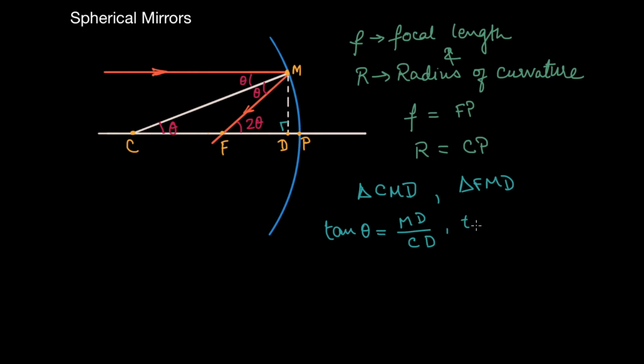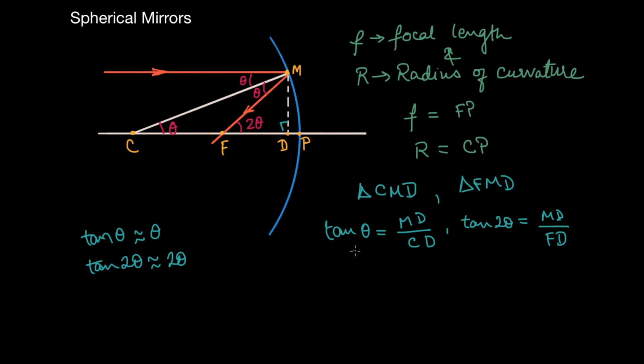And in triangle FMD, tangent of 2 theta is this angle here, is again opposite over adjacent, that is MD over FD. Remember, we said now that theta is small, which means, when theta is small, it's close to 0. Then tangent of theta is almost equal to theta. And if theta is a small angle, so is 2 theta. So tangent of 2 theta is almost equal to 2 theta in radians.